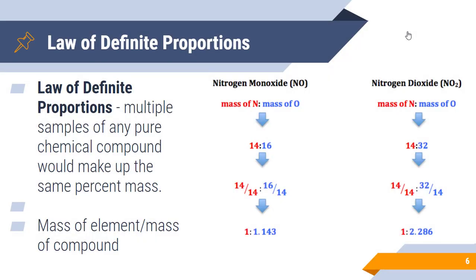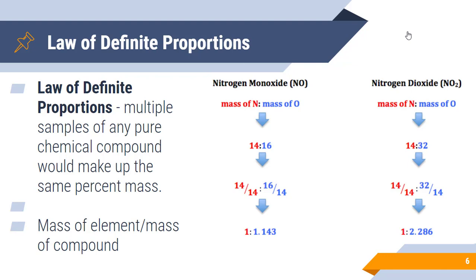Law of definite proportions simply states that multiple samples of any pure chemical compound would make up the same percent mass. Let's use an example of water. Water in lakes, water in a stream, water in the ocean all has the same percent mass of hydrogen and oxygen. It does not change. So all compounds have the same percent mass. To solve for percent mass, we simply take the mass of the element and divide by the mass of the compound. As a result, you'll get the percent mass of the individual element.